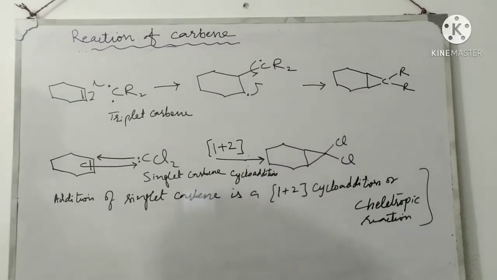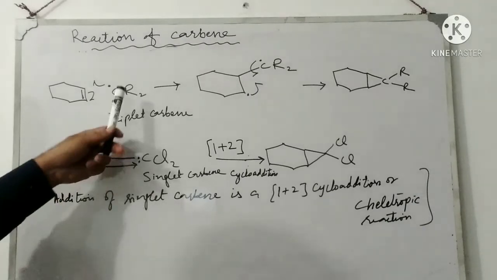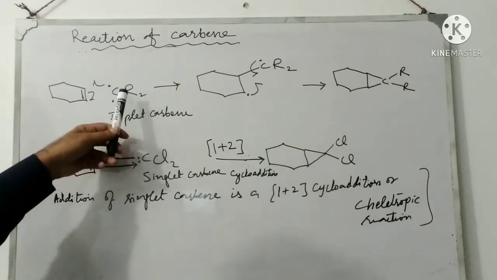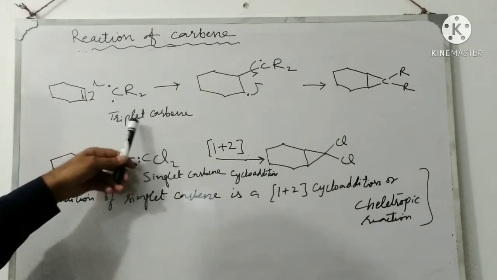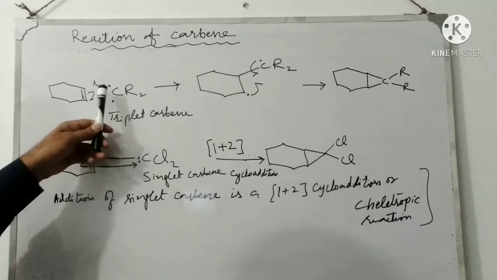So students, as we are discussing the reactions of carbene, carbene reacts either in the triplet form or in the singlet form. When the carbenes are triplet carbenes, they have the two electrons in parallel spin. So this is the dialkyl carbene, a triplet carbene. It reacts in a free radical manner.